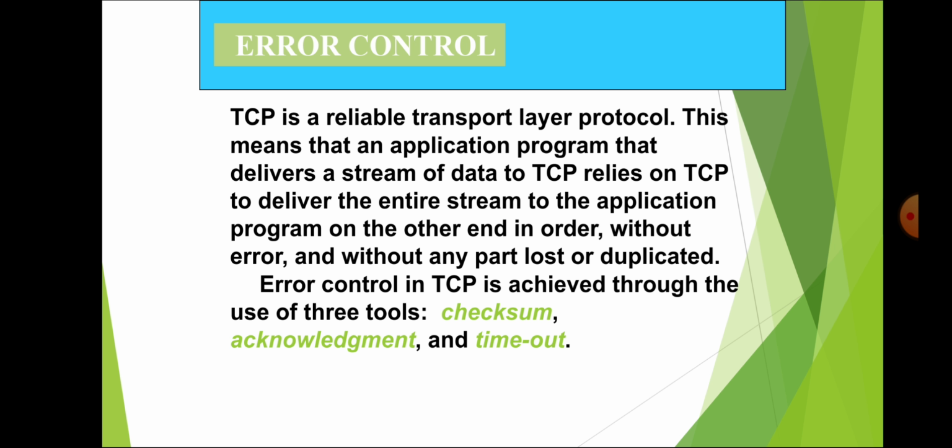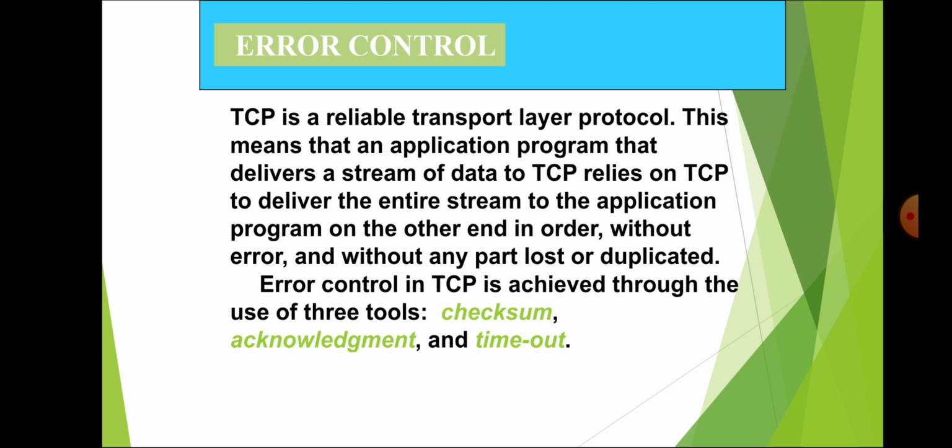So we are going for the next topic, that is error control, which is very important. TCP is a reliable transport layer protocol. Reliable means that when data is sent, we have to receive the acknowledgement. TCP relies on this to deliver the entire stream of data to the application program on the other end in order, without error, and without any part lost or duplicated. Error control in TCP is achieved through the use of three tools: checksum, acknowledgement, and timeout.